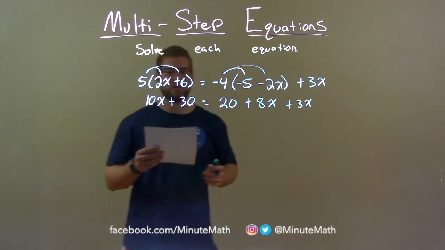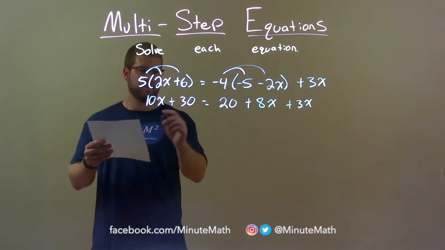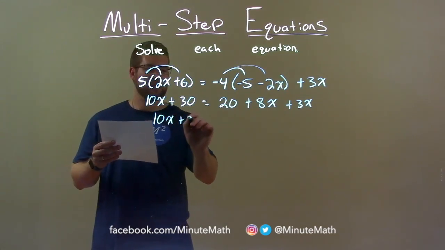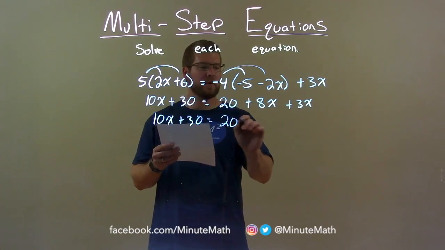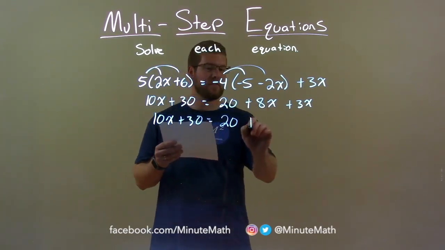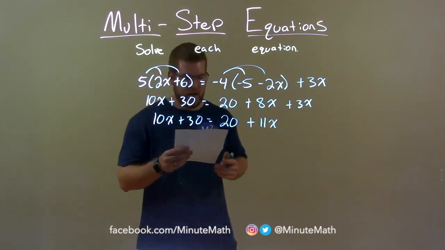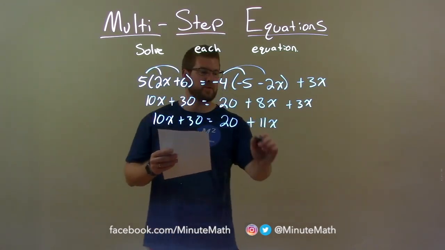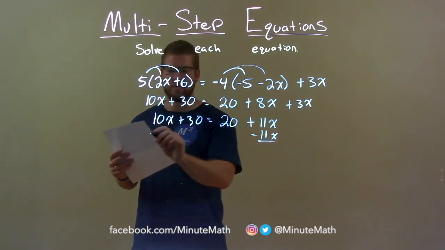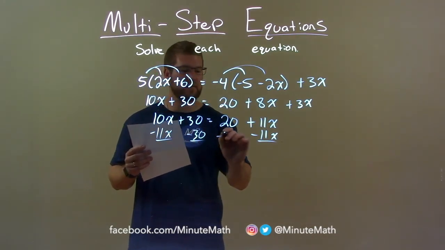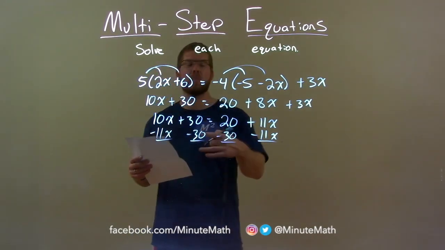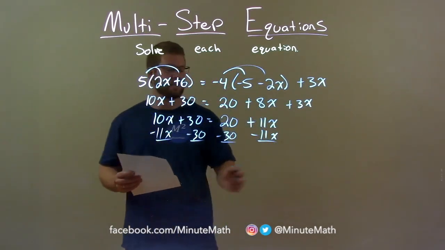Let's combine our like terms on each side. Well, on the left, nothing to combine, so we have 10x plus 30. On the right, we can combine the x's, so we have 20 here plus 8x plus 3x is 11x. Now let's get our variables together. We subtract 11x to both sides, and let's get our numbers together. We subtract 30 to both sides. So the variables to the left, numbers to the right, we're combining our like terms.